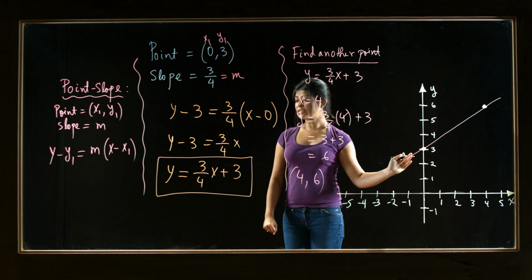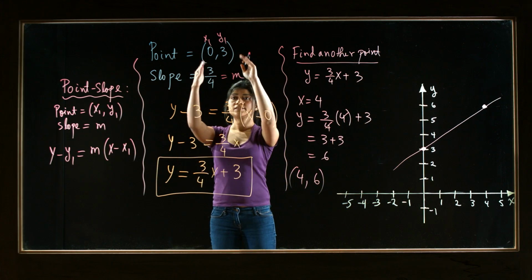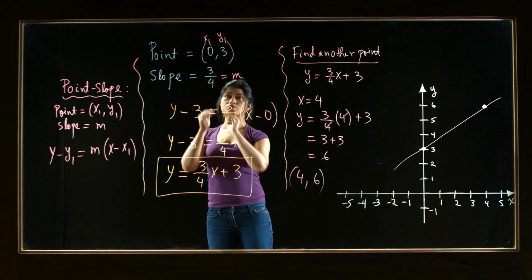That is the line that's given by this equation, which has this characteristic: the point (0, 3) and slope 3/4.